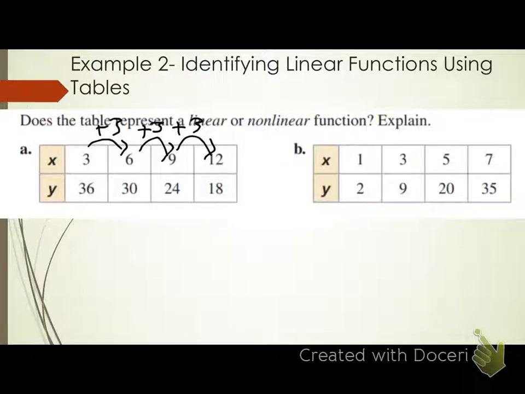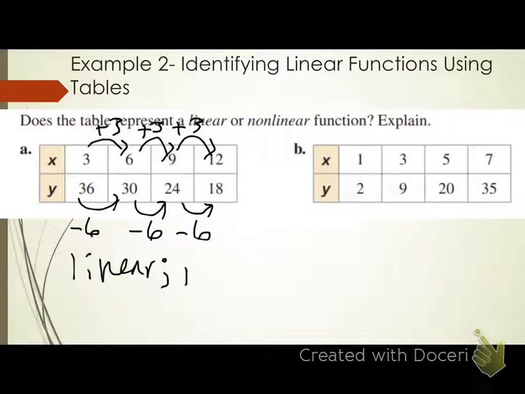So my x is increasing by a constant rate, correct? Now I got to make sure my y is also increasing or decreasing by a constant rate. What do I do to get from 36 to 30? Subtract 6. 30 to 24. Subtract 6. 24 to 18. Subtract 6. Is my y decreasing at a constant rate of change? Yes. So since my x and my y are both increasing or decreasing by a constant rate, it is a constant rate of change. So is this linear or nonlinear? Linear. So in this case, I would say linear.